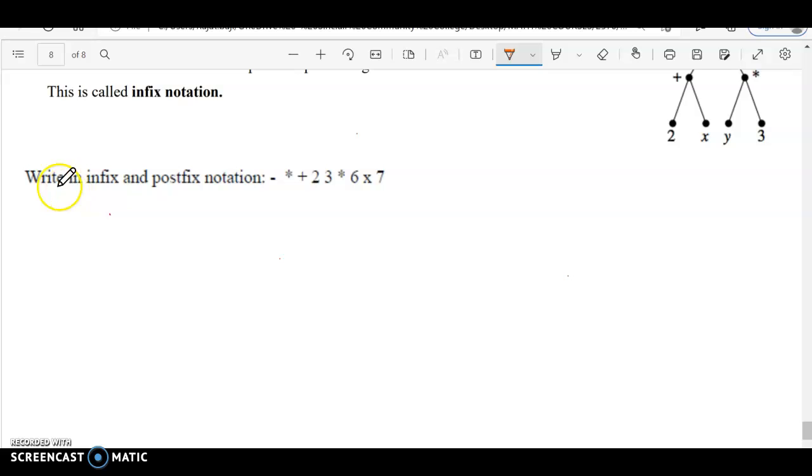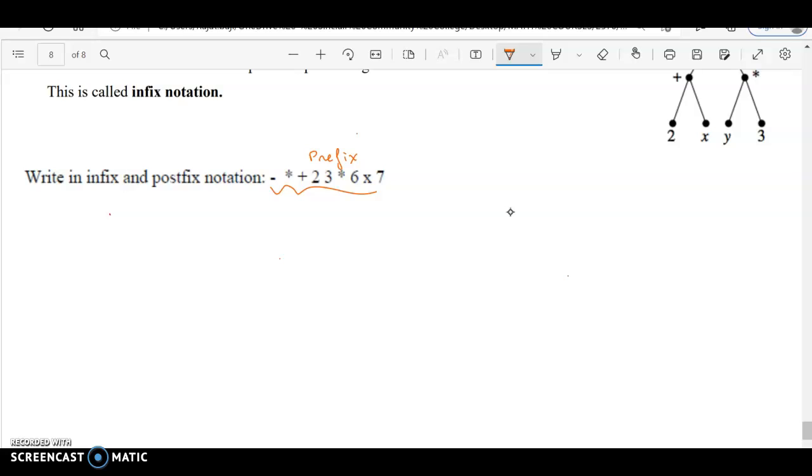So let's see this example: write the infix and postfix notation. So here is what we have. Since they ask for infix and postfix, that means what we have here is prefix. As you see, the operation comes first. This is basically prefix notation.